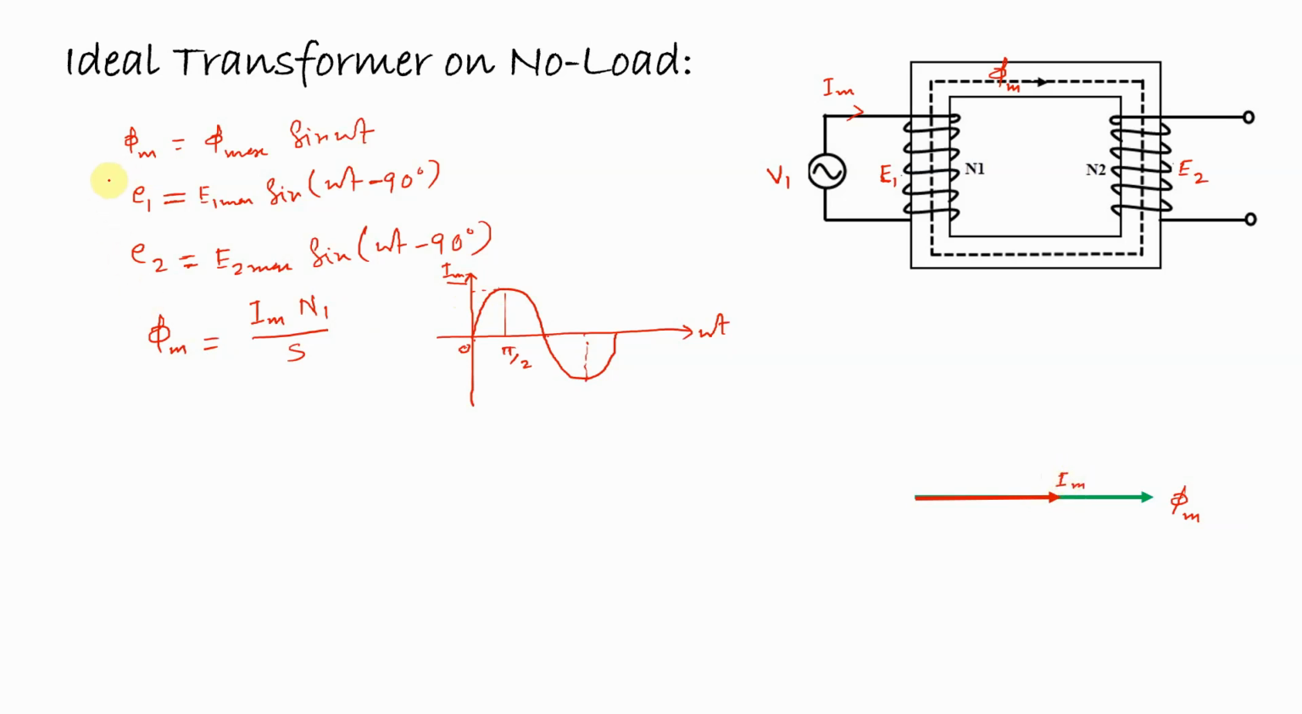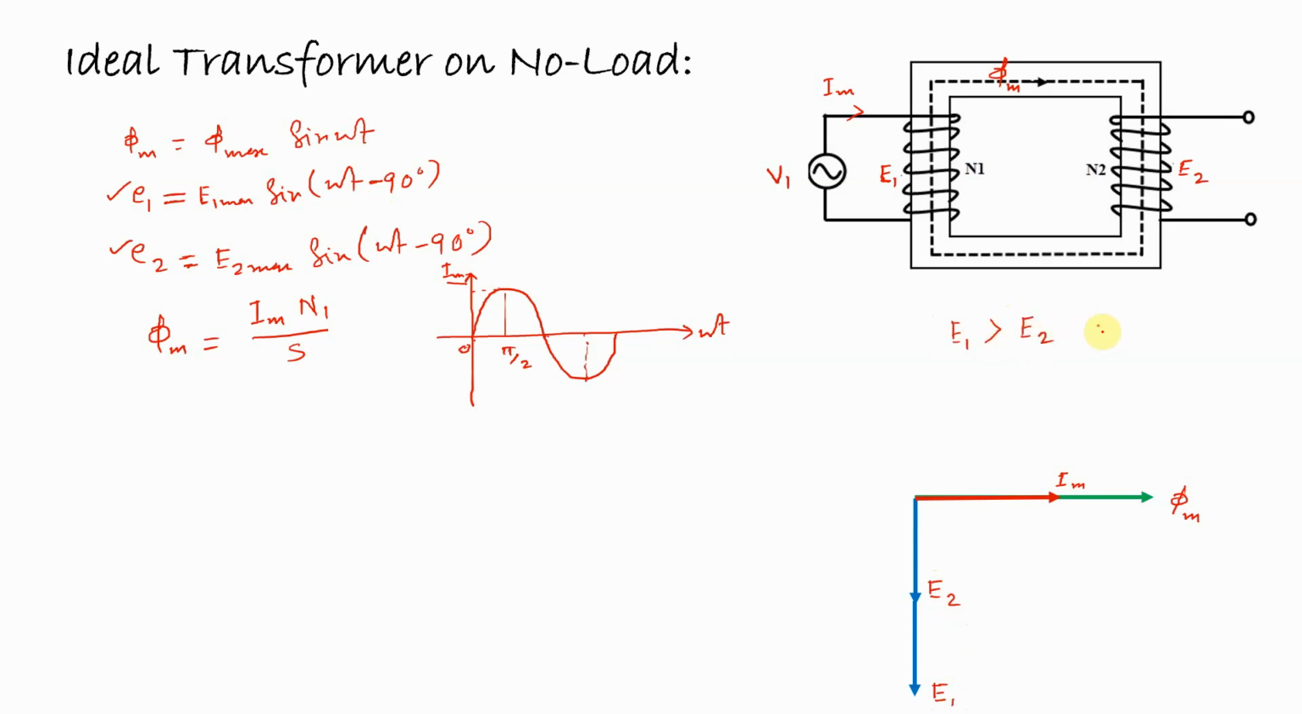Now, as we have discussed, the EMF induced in the primary and secondary both are lagging the mutual flux by 90 degree. Therefore, it will be considered as the EMF in the secondary side, that is E2, and EMF in the primary side, that is E1. Here we have considered E1 is greater than E2.